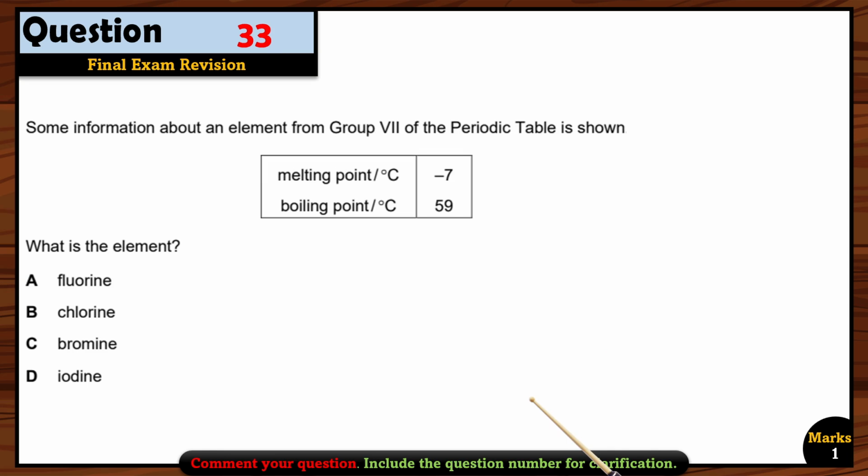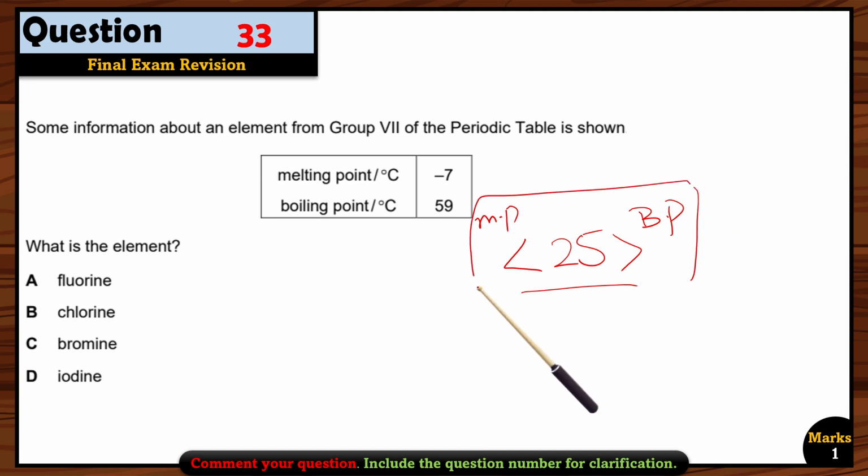Let's see question 33. Some information about an element of group 7 of the periodic table is shown over here. What is the element? Okay, this is just a simple question. You have to look for the melting and boiling points. You don't need to memorize the melting and boiling points, but you just need to know a trick. Any element that has a boiling point more than 25 and melting point less than 25 is a liquid at room temperature, okay? And this one you have to remember.